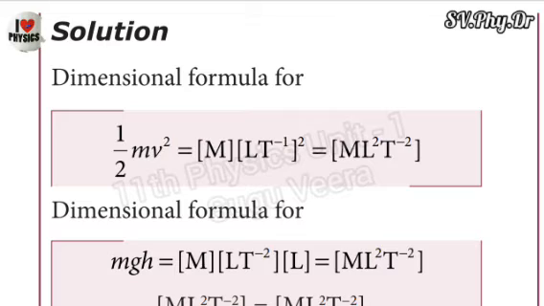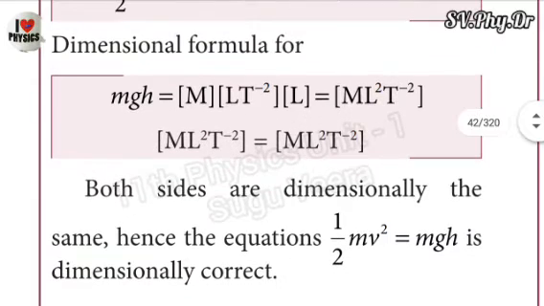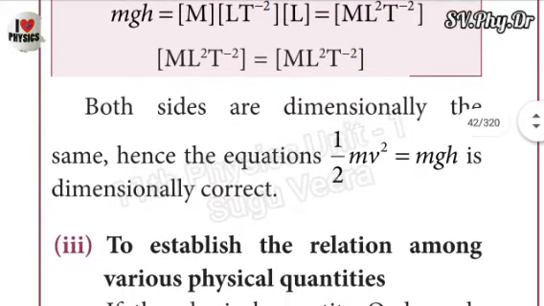Now the dimensional formula for potential energy, that means mgh, is equal to bracket of M and bracket of L t power minus 2 and bracket of L. That means the dimension of mass is M, the dimension of gravitational acceleration is L t power minus 2, the dimension of h is L. So rearranging this equation, it is equal to M L power plus 2 t power minus 2.